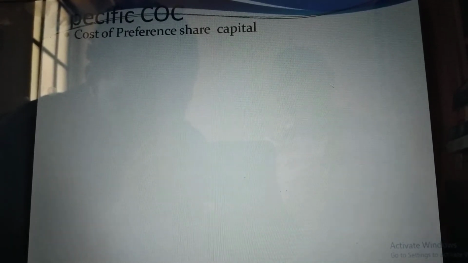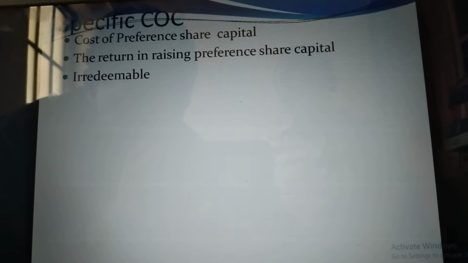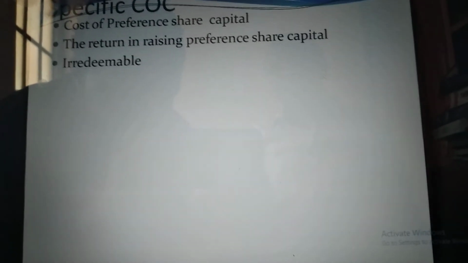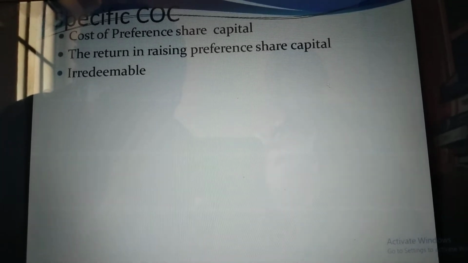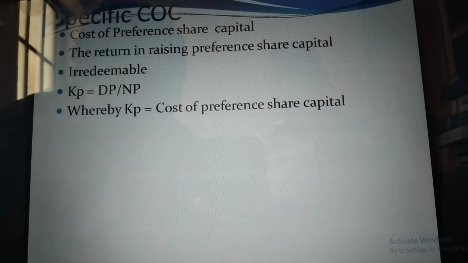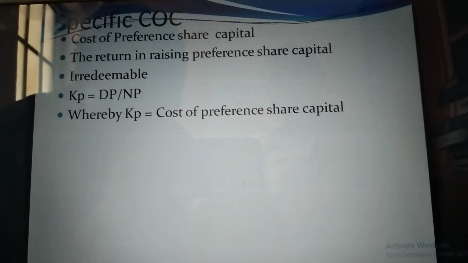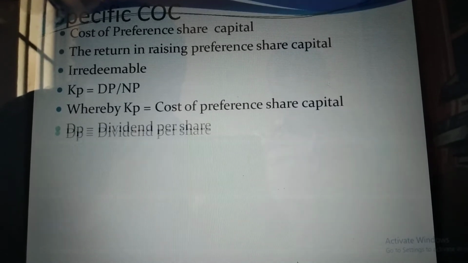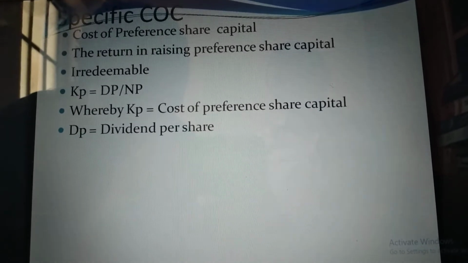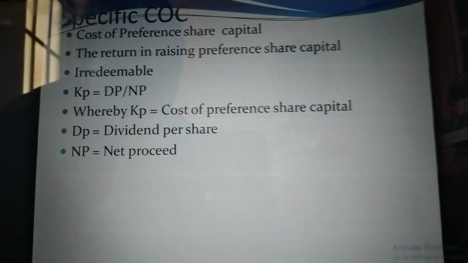Cost of preference share capital. This is number 2, specific cost of capital. How do you get that? The return raised from preference share capital, there are two ways. One, irredeemable. In the irredeemable, the formula is KP = DP / NP, whereby KP is cost of preference share capital, DP is dividend per share, NP is net proceed.